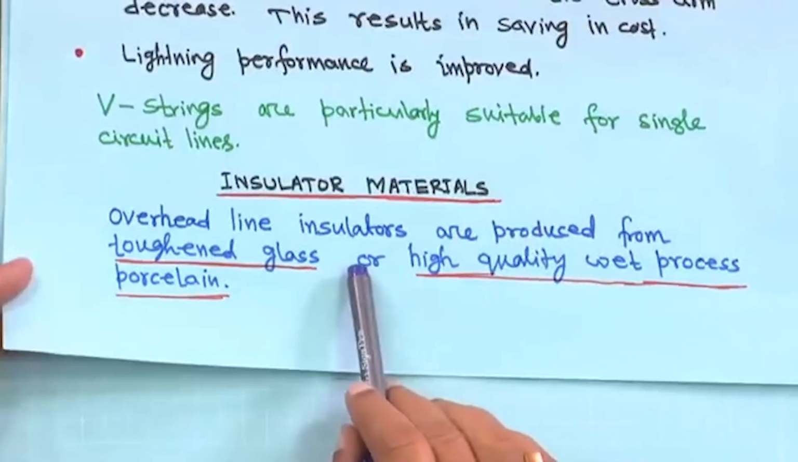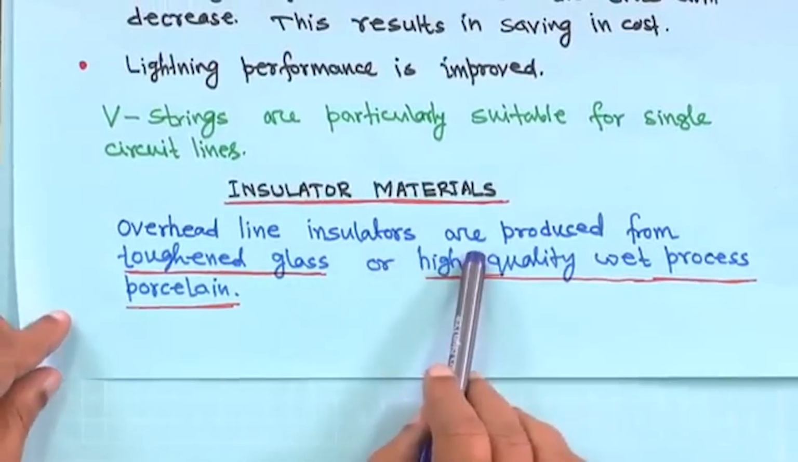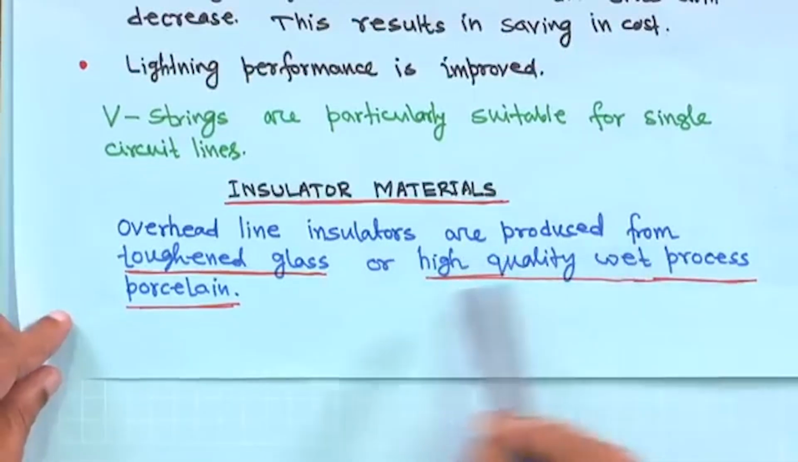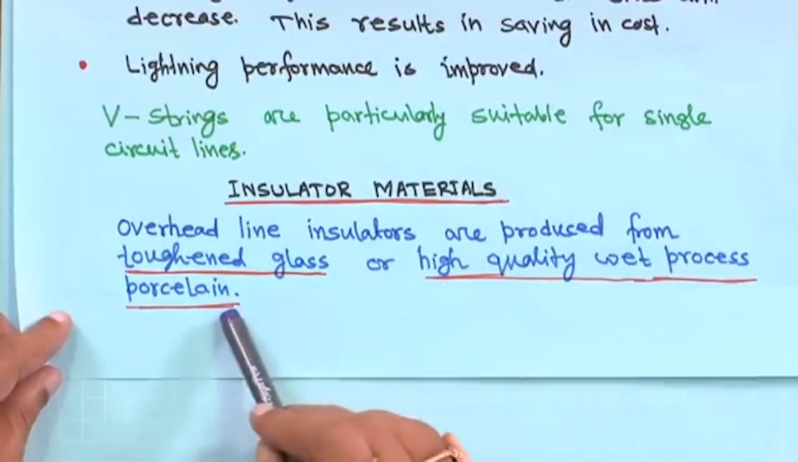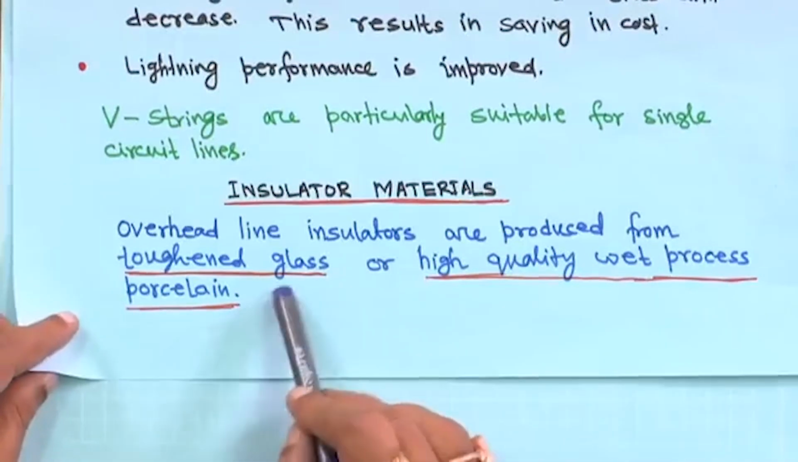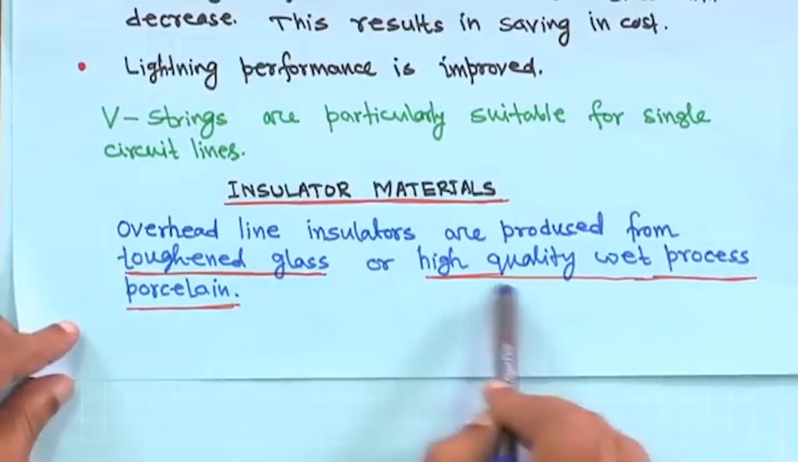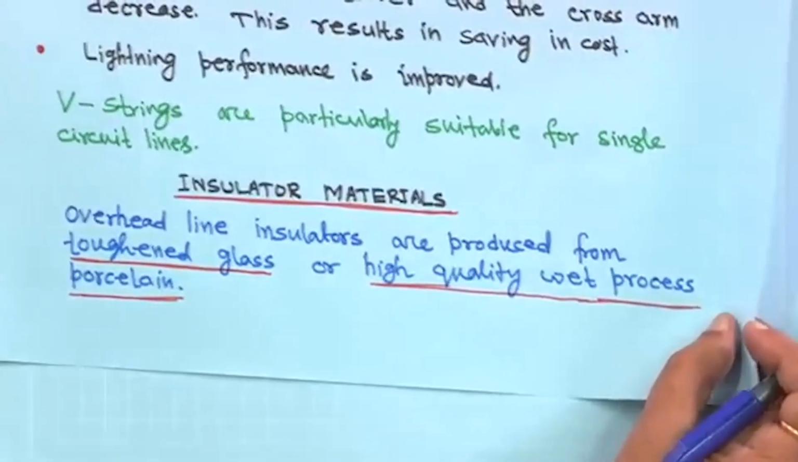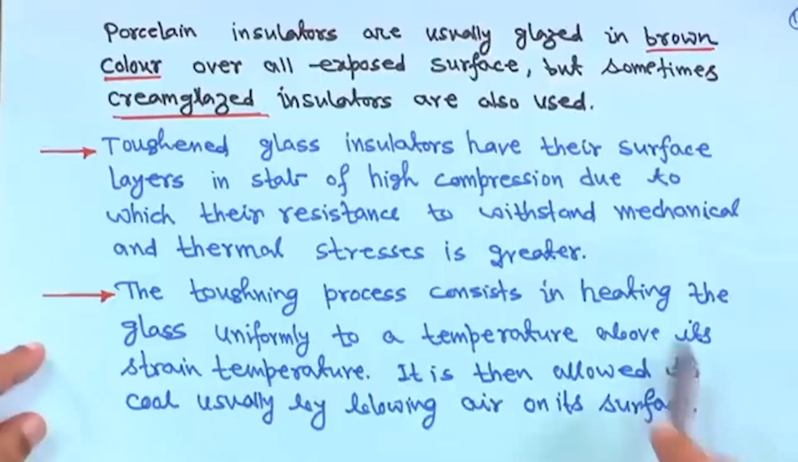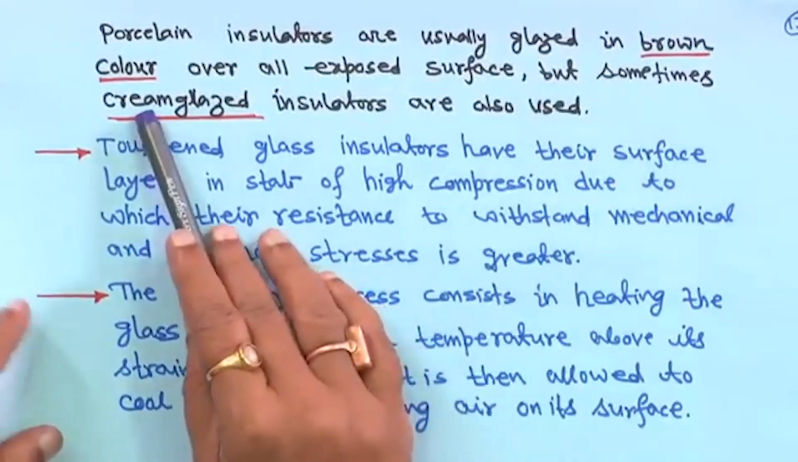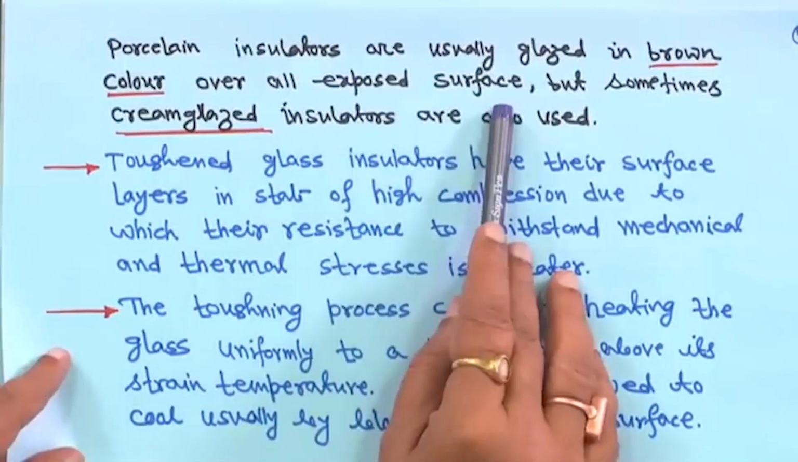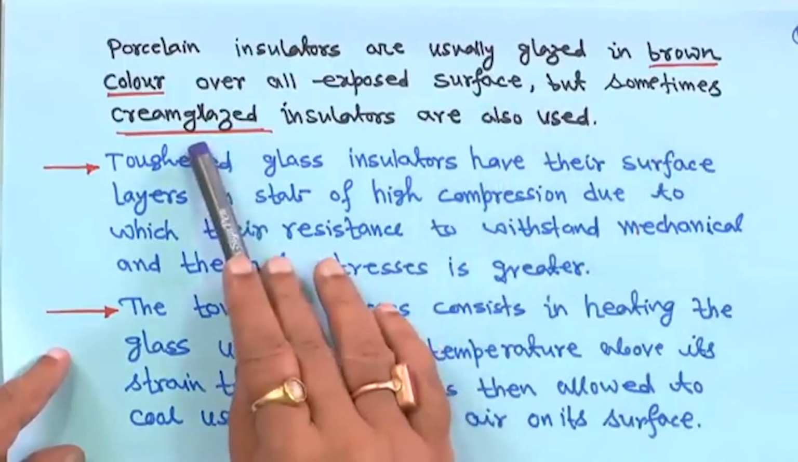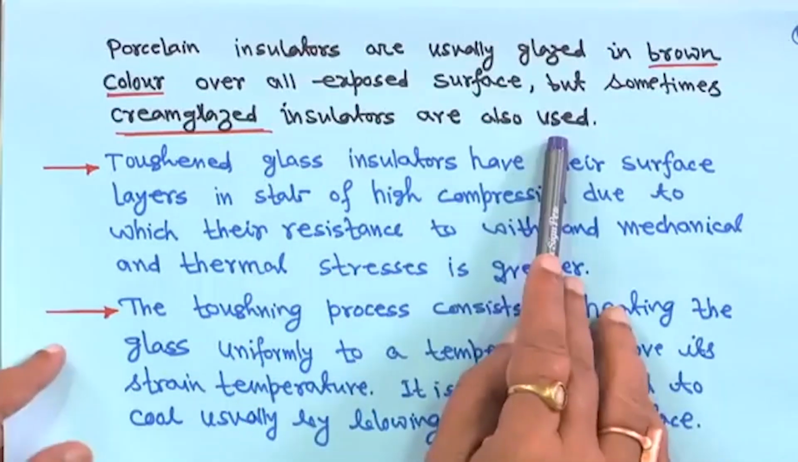And insulator materials. Overhead line insulators are produced from toughened glass or high quality wet processed porcelain. Porcelain is very common, toughened glass is also used for high voltage, but porcelain is very common. You have to have a little bit of idea about the insulating materials. Porcelain insulators are usually glazed in brown color over the overall exposed surface, that you have also seen, but sometimes cream glazed insulators are also used.